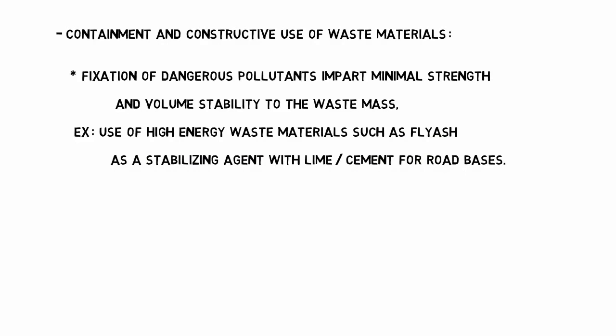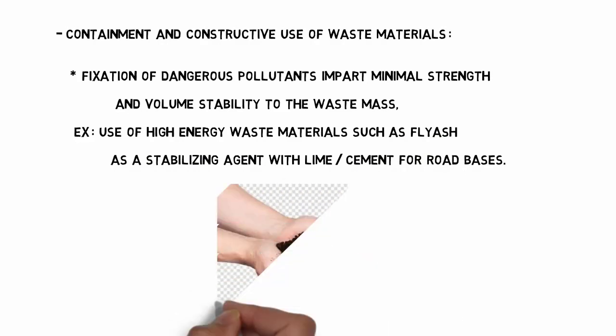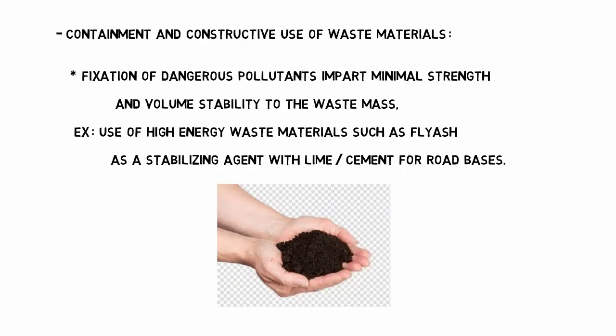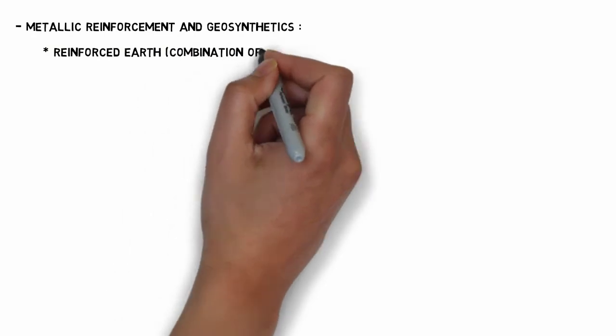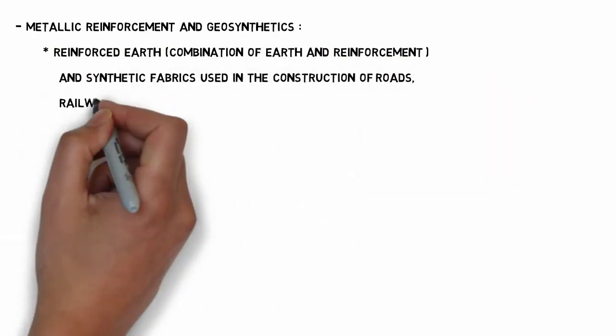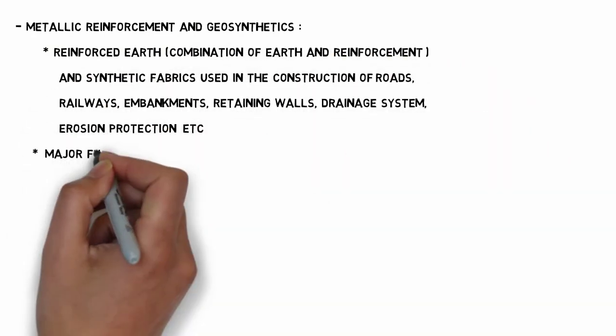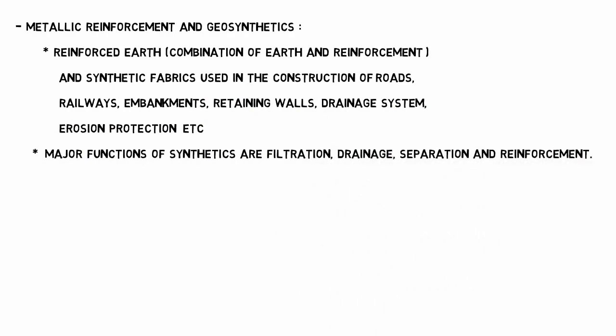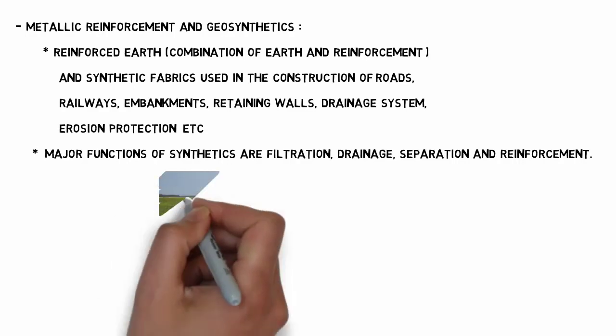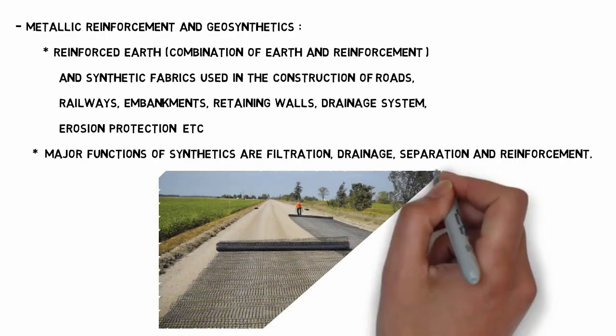So, example: use of high energy waste materials such as fly ash as a stabilizing agent for road bases. Metallic reinforcement and geosynthetics. Reinforced earth and synthetic fabrics are used in the construction of roads, railways, embankments and etc. The major functions of these synthetics are filtration, drainage and seepage control, and reinforcement.